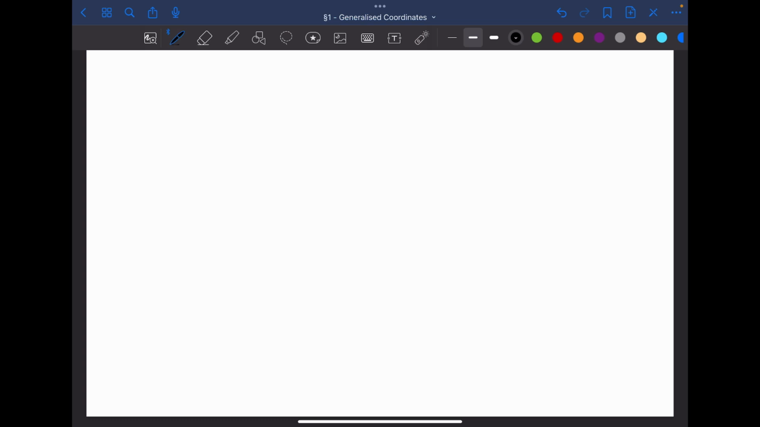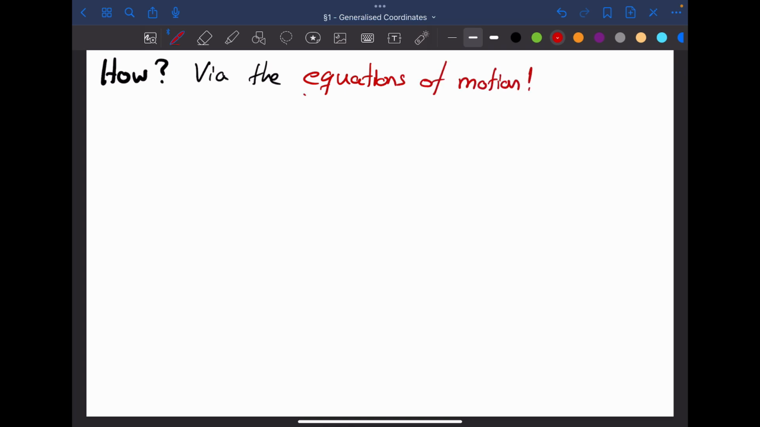And now the big question is, of course, how can we calculate the acceleration from the velocity and the position. And this is done via the so-called equations of motion. And this is what we'll do in the next videos.